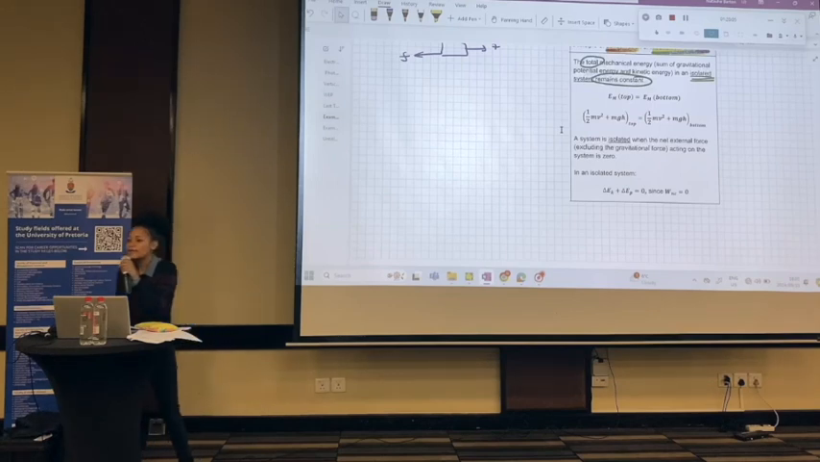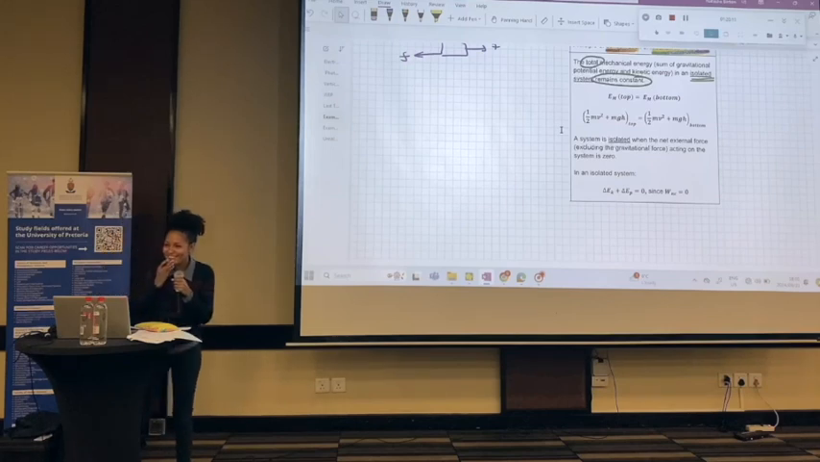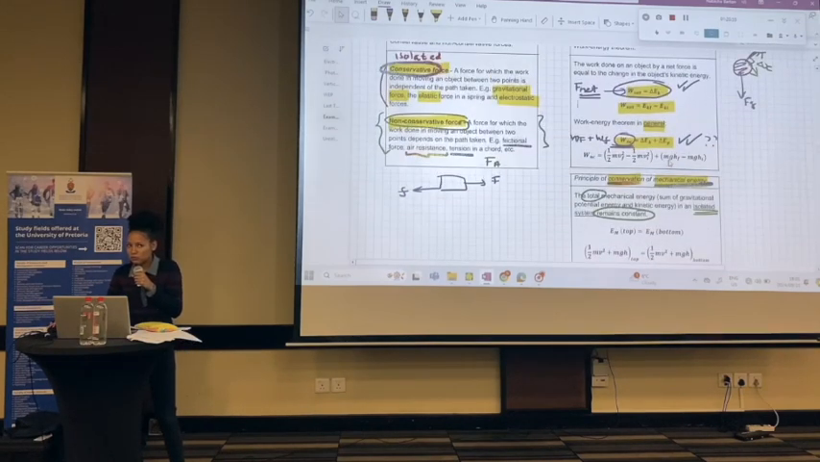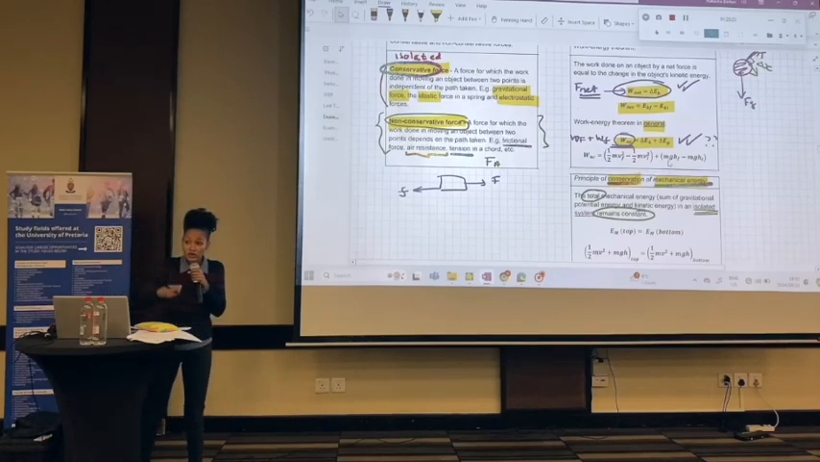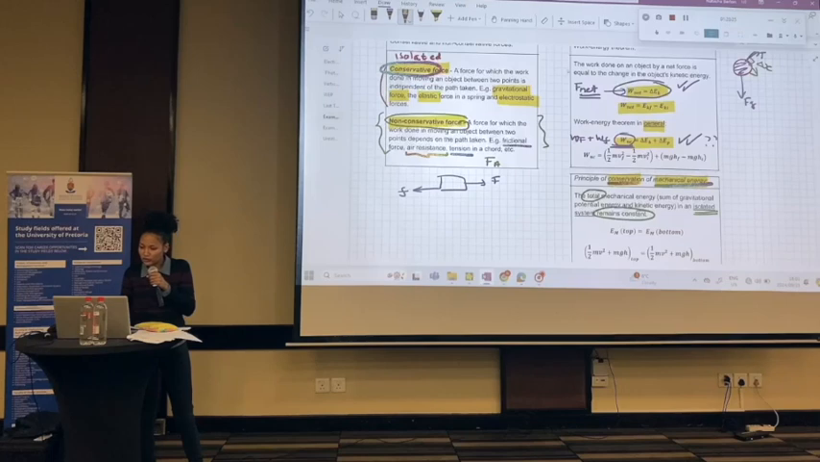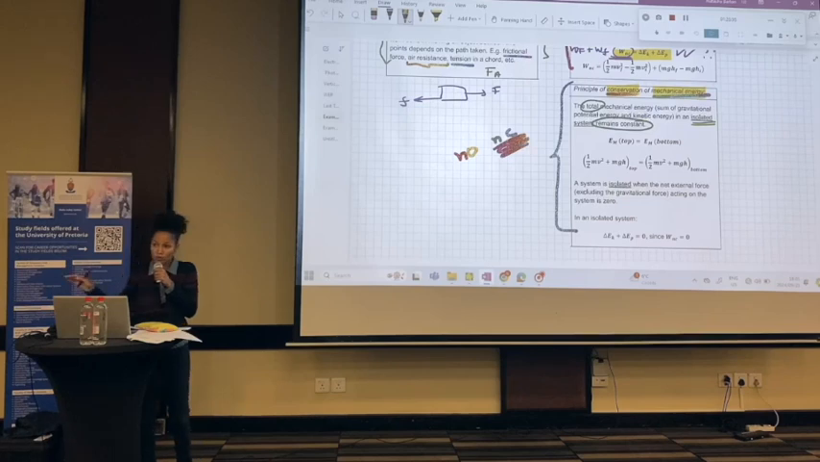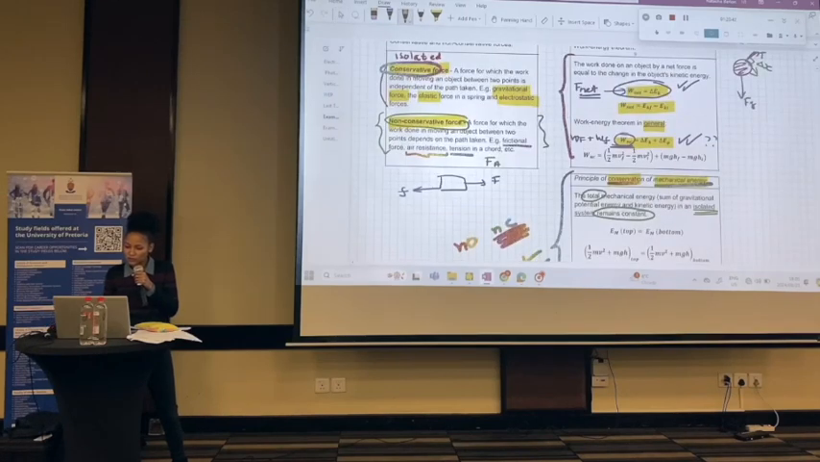I saw another hand, yes? Which equation do you use when you don't have the conservative forces? When you don't have the conservative forces, you're going to use the first two. So when you only have non-conservative forces, then you're going to use these two. Please understand, this one over here at the bottom, you use this formula when you have no non-conservative forces. But if there are non-conservative forces, use this one or use that one.